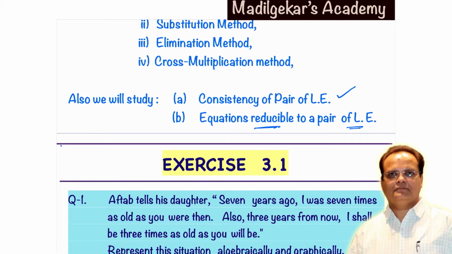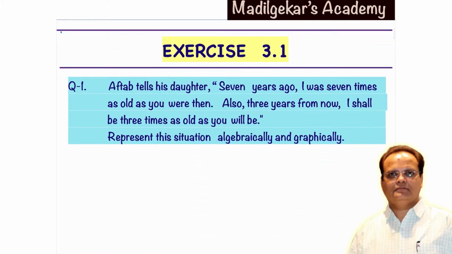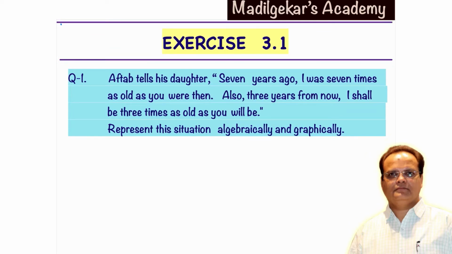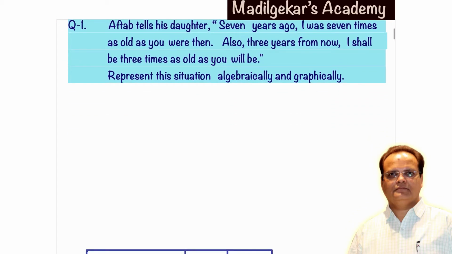Let's start. First exercise of this chapter, exercise 3.1. Question number 1. Aftab tells his daughter, 7 years ago, I was 7 times as old as you were then. Also, 3 years from now, I shall be 3 times as old as you will be. Represent this situation algebraically and graphically.